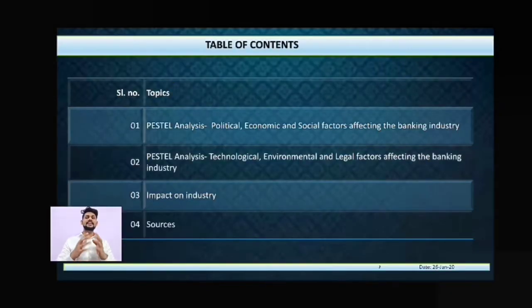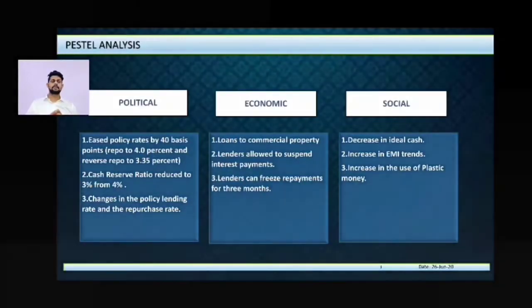We have done a PEST analysis which determines the external factors that affect the banking industry. The main purpose of doing a PEST analysis is to analyze the external marketing environment during this pandemic. So I'll be covering the political, economic and social factors. Since there has been a change in the current market scenario due to the COVID-19 pandemic, there has been a change in repo rate and reverse repo rate.